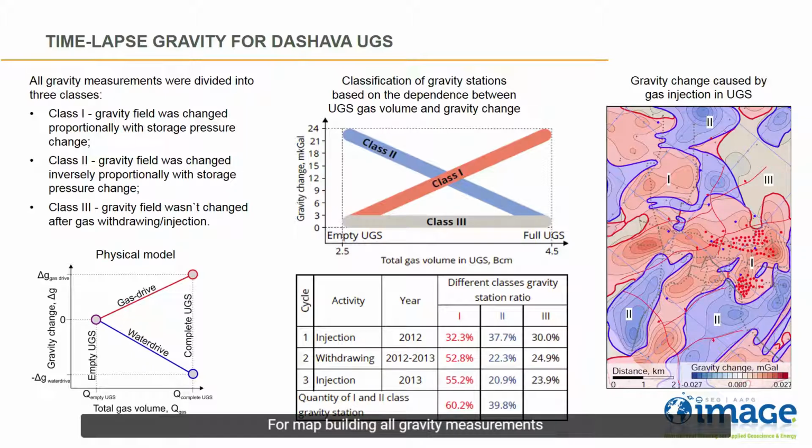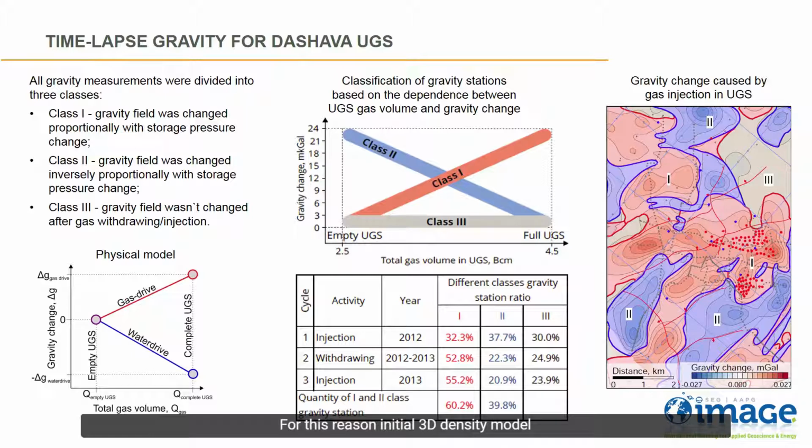For map building, all gravity measurements were divided into three classes. Class 1: gravity field changed proportionally with storage pressure change. Class 2: gravity field changed inversely proportionally with storage pressure. And Class 3: gravity field didn't change after gas hydraulic injection. As you can see, nearly 60% of stations are located within Class 1. These are stations near the storage well zone. This is logical, but you can also see a peripheral zone with positive gravity change, which indicates working gas movements. But time-lapse gravity data alone is not enough for quantitative interpretation of UGS condition.